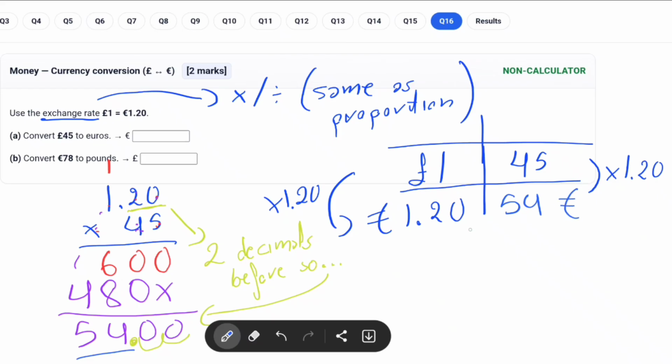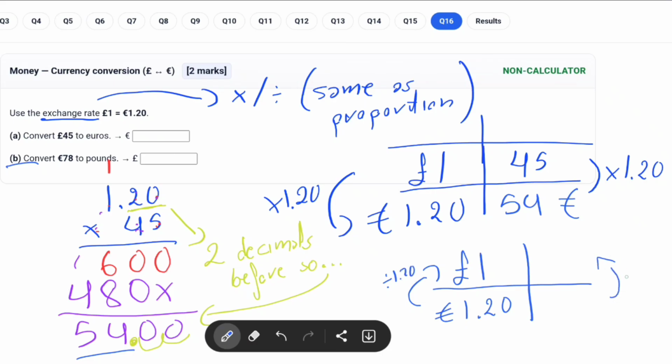Now on part B, we need to move from euros to pounds. So before we were going down and we were multiplying, now we're gonna make the number smaller and we're gonna be dividing. That is the way I try to explain this. And the number that they give us is 78. So 78 euros need to be in pounds. And to do that, I'm gonna divide 78 by 1.2.